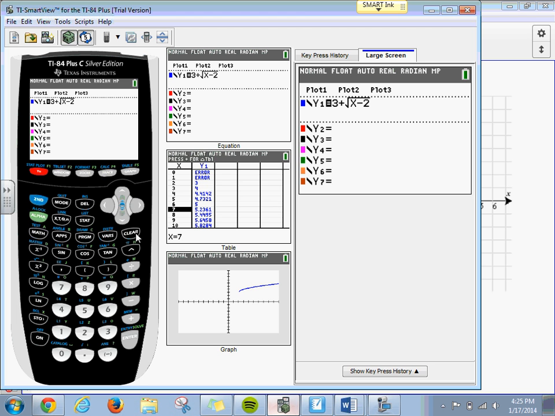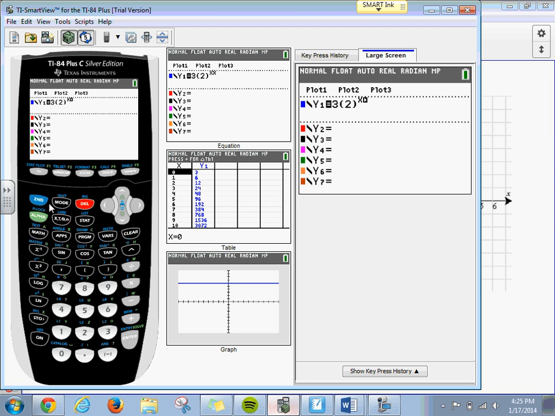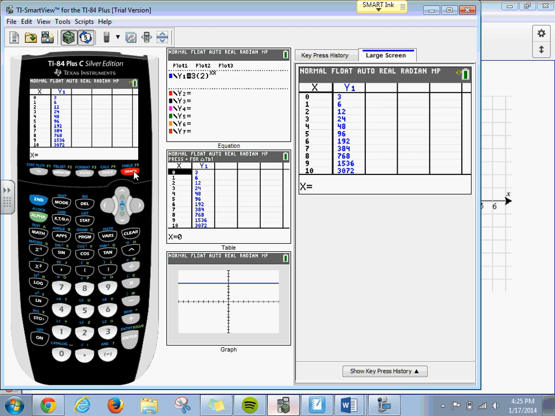So I'm going to my y equals screen, clear out what's up there. And we are looking at the function 3, and then we're raising 2 to its power. Let's make sure I only have 1x. Beautiful. So I can take this to a table, and we can verify some of those values that we looked at earlier. That's 0, 3, 1, 6, 2, 12.